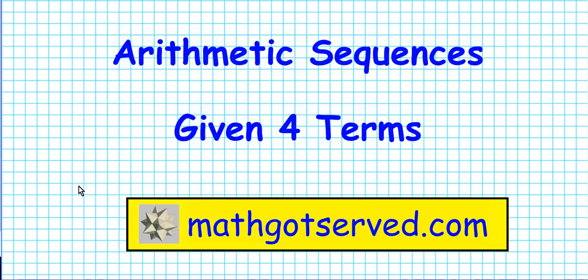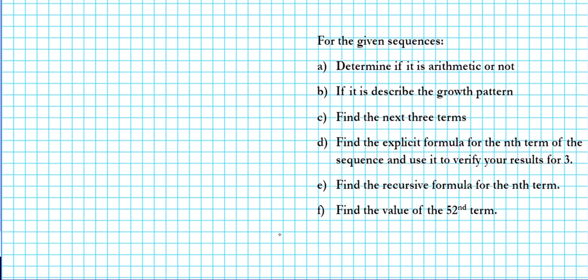In this clip, we're going to be dealing with arithmetic sequences given four terms. The instructions for the examples that we're going to be working on are as follows. We're to determine, first of all, if the given sequence is arithmetic or not. Part B, describe the growth pattern. And then C, we're to find the next three terms.